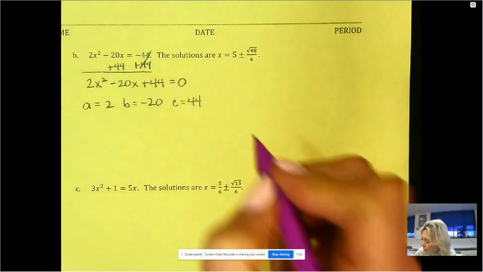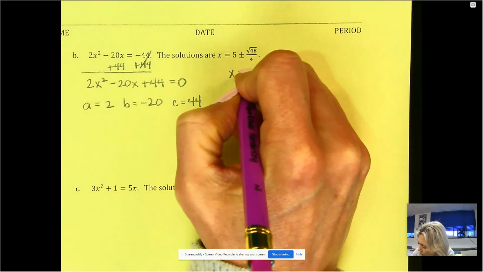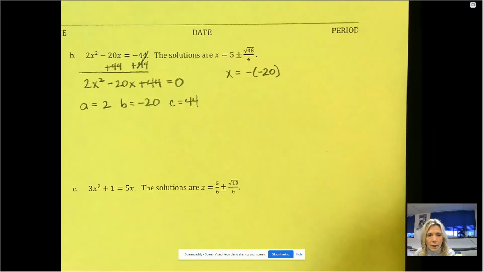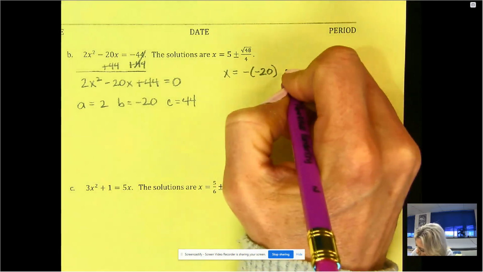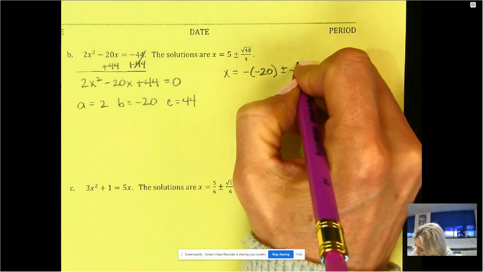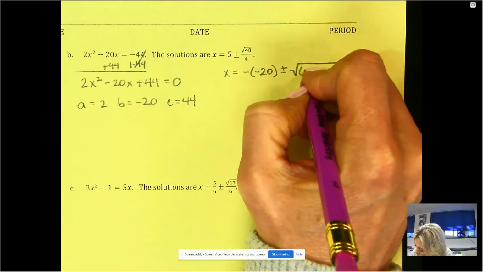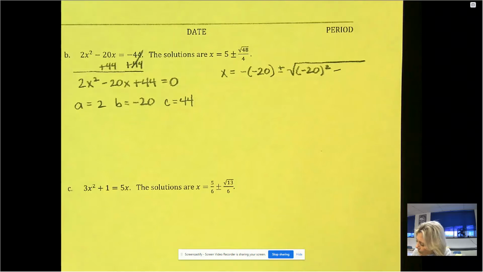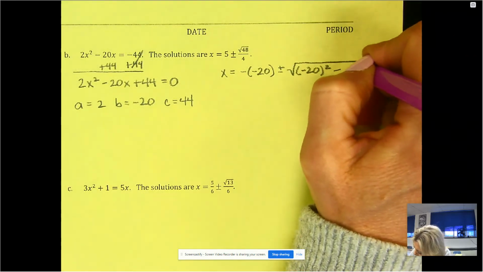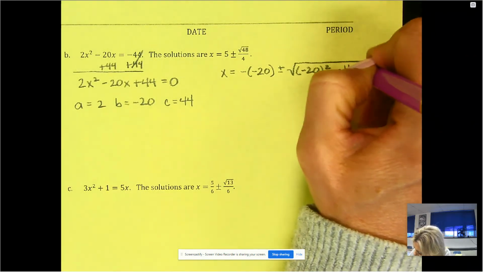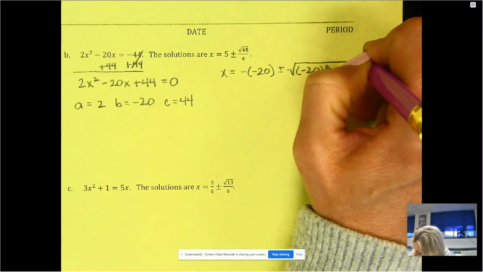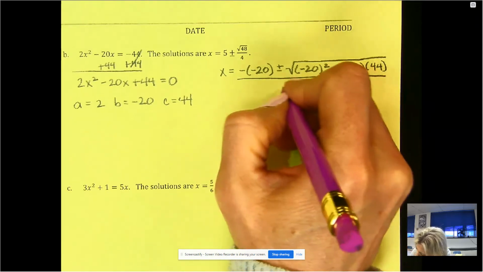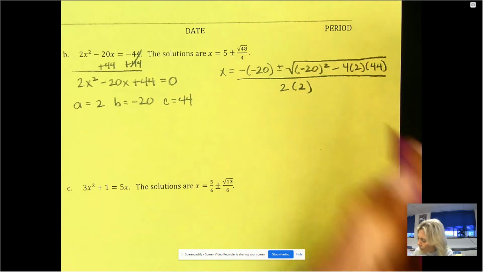All right, so I'll set up the quadratic formula. X equals negative B. B is already negative, so negative negative 20 plus or minus the square root. Make sure you use parentheses around the negative 20 squared minus 4 times 2 times 44, divided by 2a, 2 times 2.